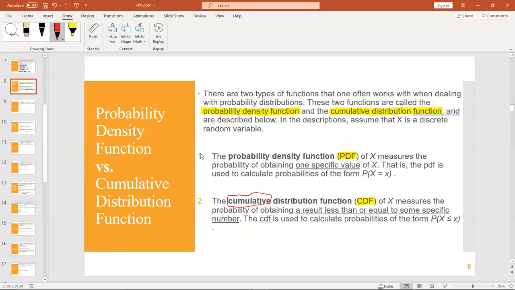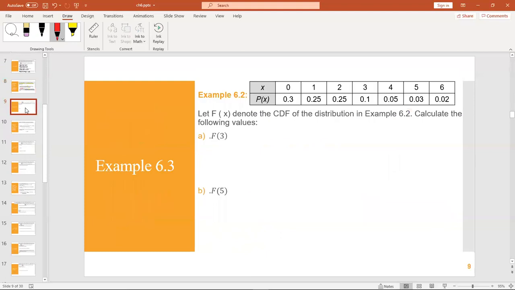So cumulative means it's the sum total of everything up until that particular point. In other words, this is another way of saying it's like a running total, basically. So here is a PDF, and we're going to find CDFs. F of x is how we're going to notate capital F of x. We're going to notate a CDF for this chart.